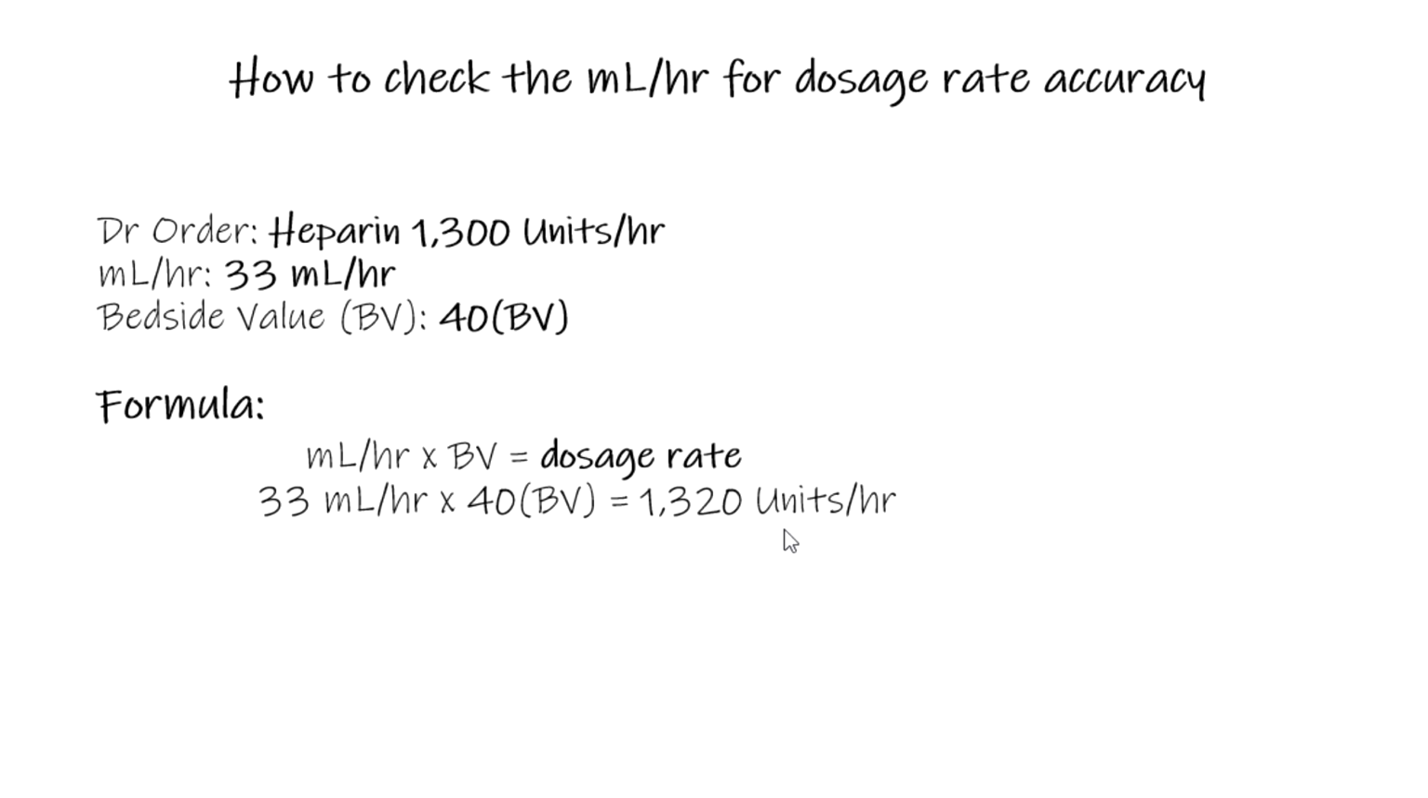What's nice about being able to check for dosage rate is when you take over patient care and they have an order for certain medication to run at a certain dosage rate, you can take what the IV pump's flow rate is, multiply it times the bedside value, and you'll know if the dosage rate is right or not.